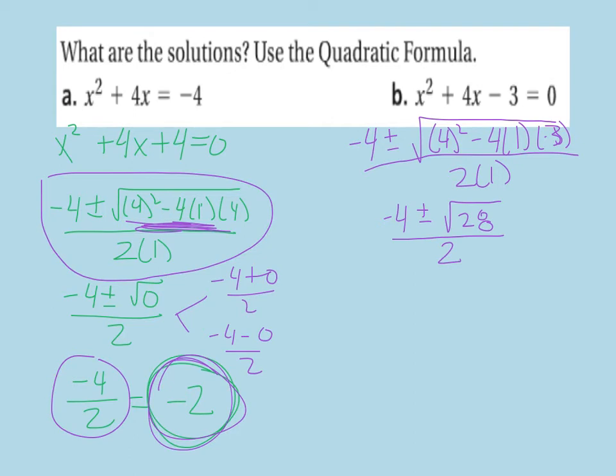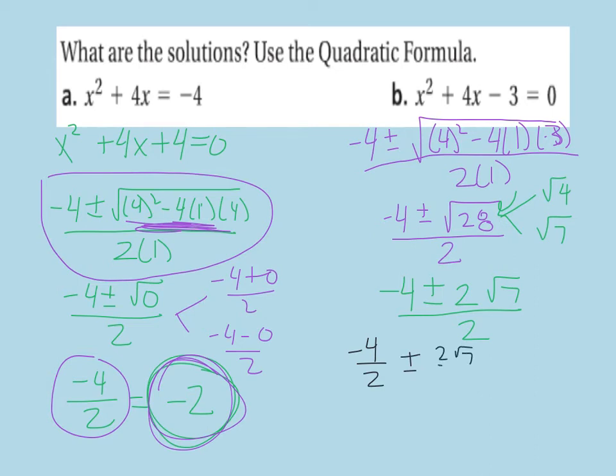Now the second one, plug everything in and simplify. You can keep on simplifying the square root of 28 because I could rewrite the square root of 28 to be the square root of 4 and the square root of 7. Now the square root of 4 is 2, so if I rewrite this top one, I have negative 4 plus or minus 2 square root 7 over 2. Now this is where it might be helpful to write your answer in two separate terms. So I could have my negative 4 divided by 2 plus or minus 2 square root 7 divided by 2.